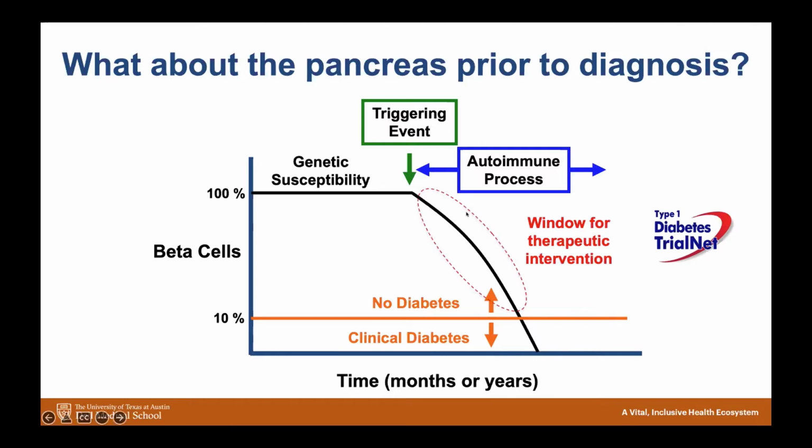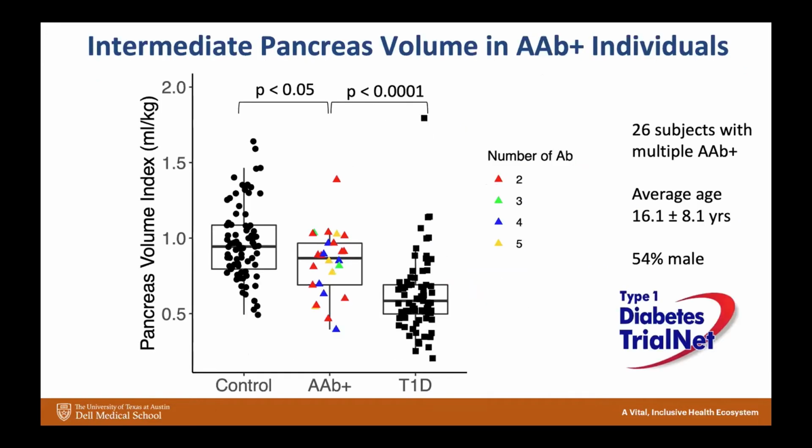I think the really interesting question is, what's happening to pancreas size when people are at risk for type 1 diabetes? So if you're undergoing this autoimmune process, what does your pancreas size look like? We've worked with the Type 1 Diabetes TrialNet, who identifies individuals who are autoantibody positive, who have these high risk factors for getting type 1 diabetes.